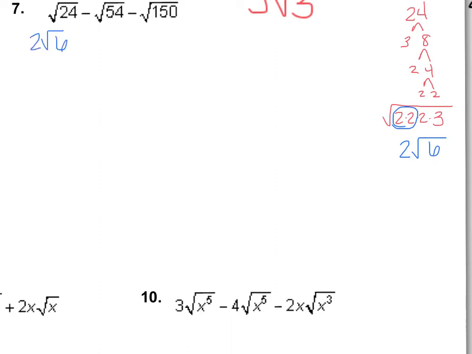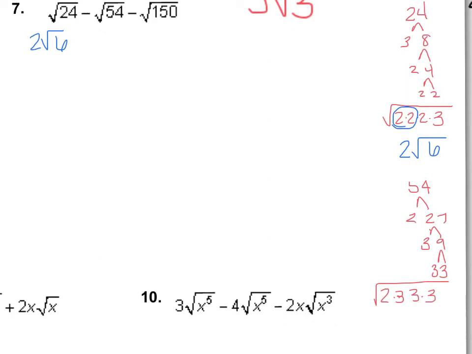Then I start with 54. Well, I know 54 is divisible by, and I don't really know the start. I know it's even, so I know it's divisible by 2. It's actually 2 and 27. 27 is divisible by 3 and 9, and 9 is 3 and 3. So the square root of 54 is 2 times 3 times 3 times 3.